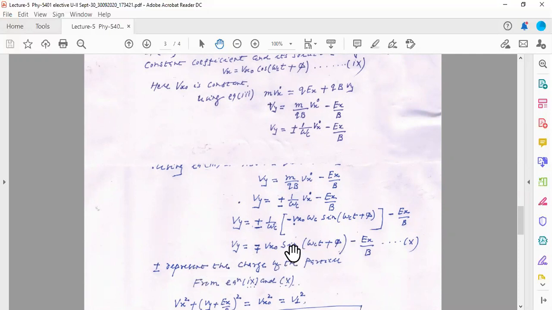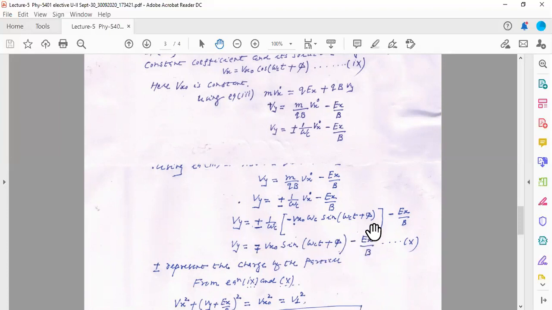So you see this is your Vy, and you have your Vx component. Vx is Vx0 cosine of omega ct plus phi, and Vy is equal to minus or plus Vx0 sine of omega ct plus phi minus Ex over B.